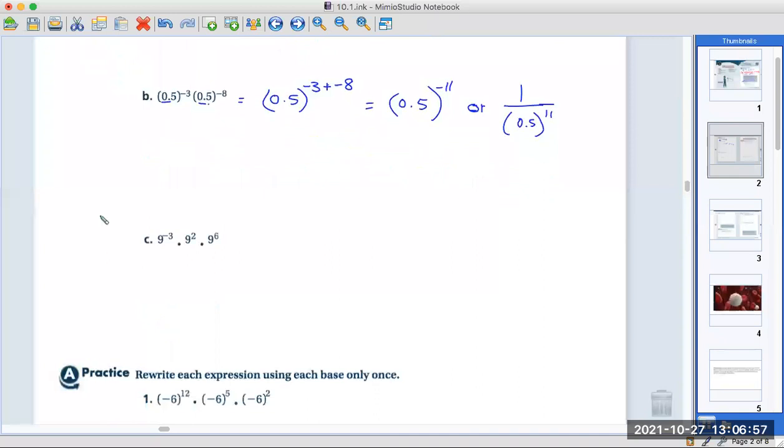And C, check if they have the same bases. Yes. So you write the base one time. And now you have to add the exponents: -3 plus 2 plus 6. So your base is 9. -3 plus 2 is -1 plus 6 is 5.